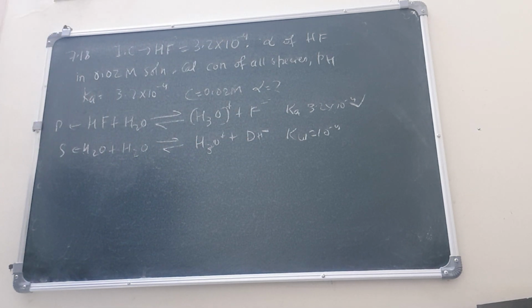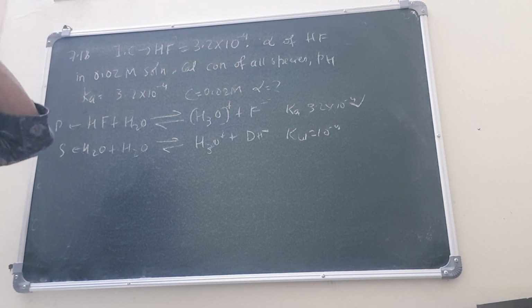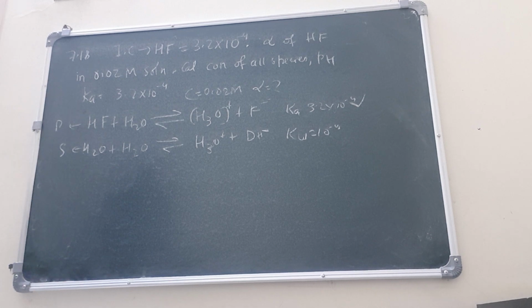Sometimes they can ask you in 1 mark. Let us say there are 3 acids, which is stronger? The stronger the Ka, the stronger the acid. Why? Ka means concentration of product. If Ka is higher, there is more concentration of product. That means the acid has dissociated more.